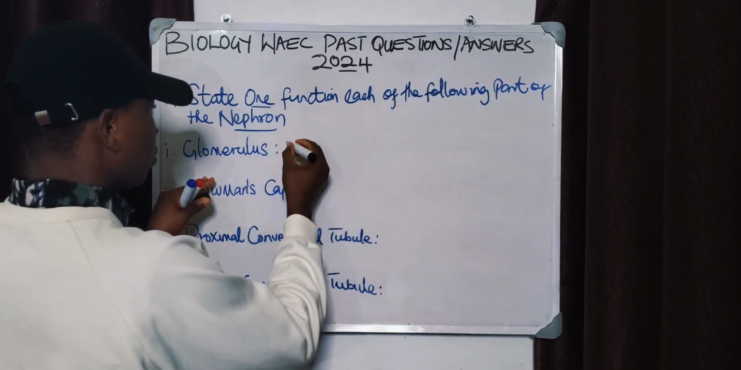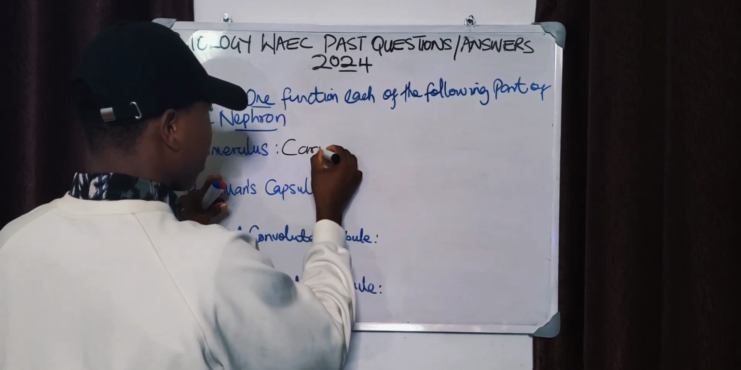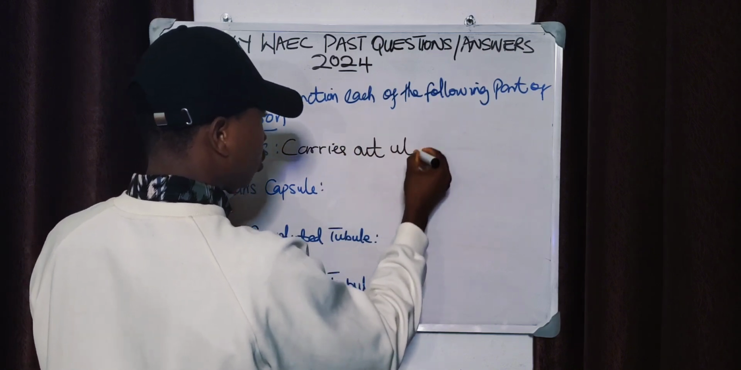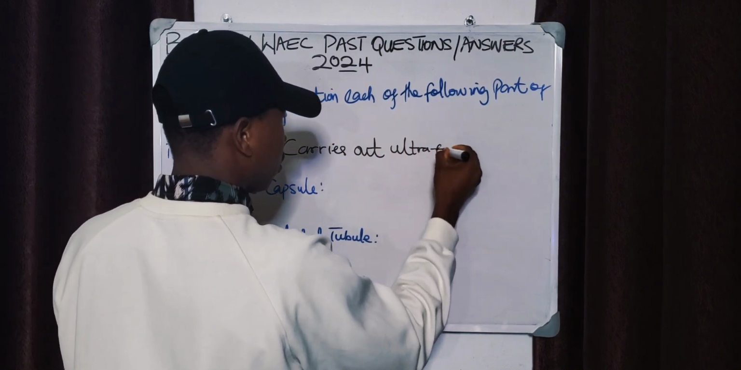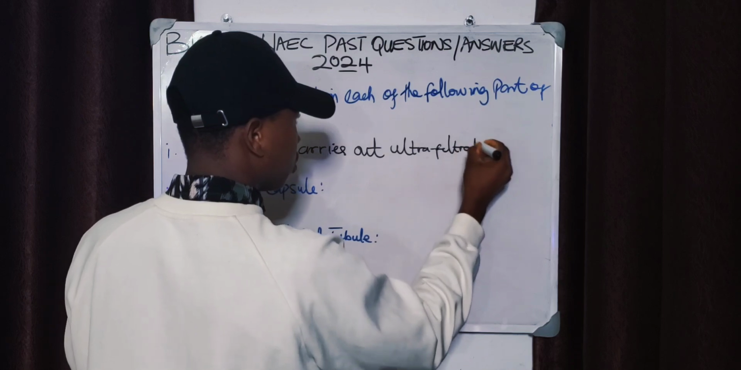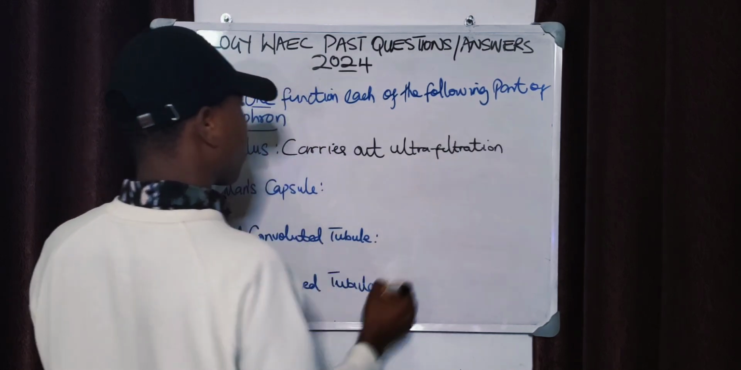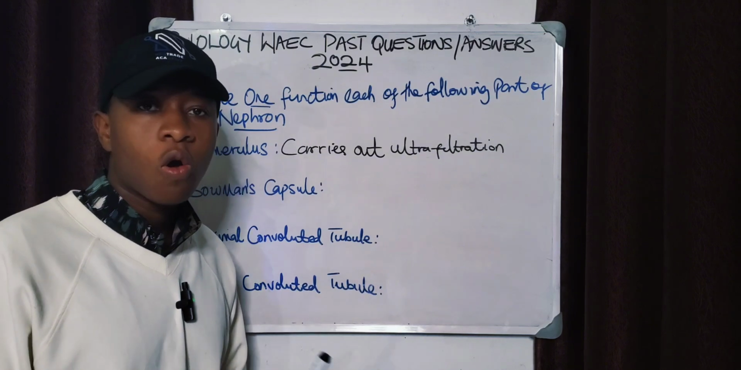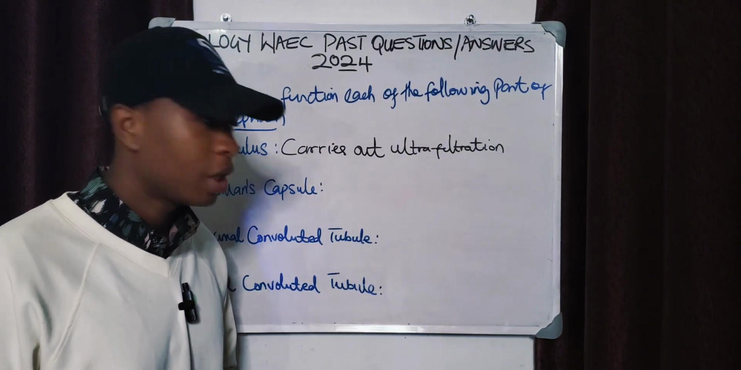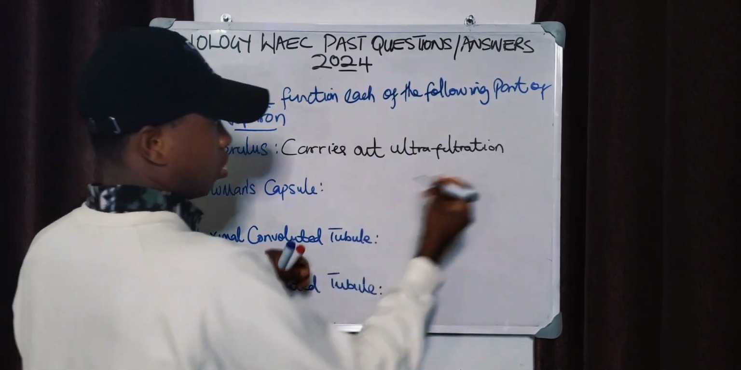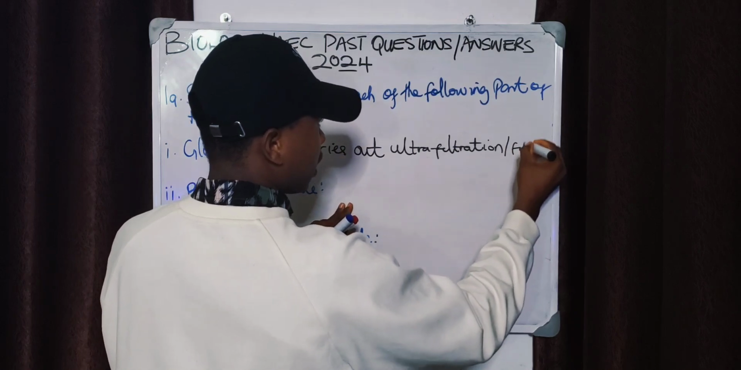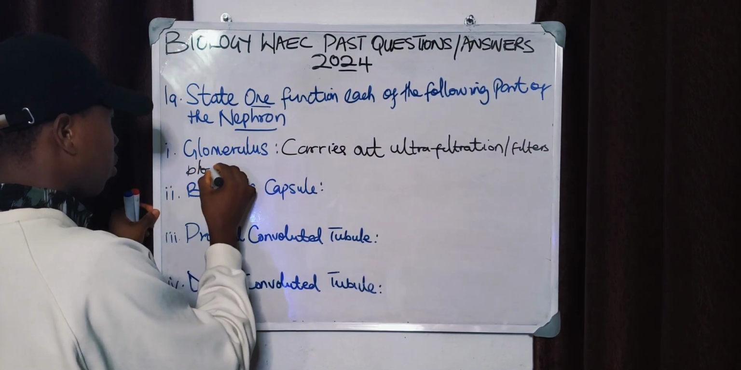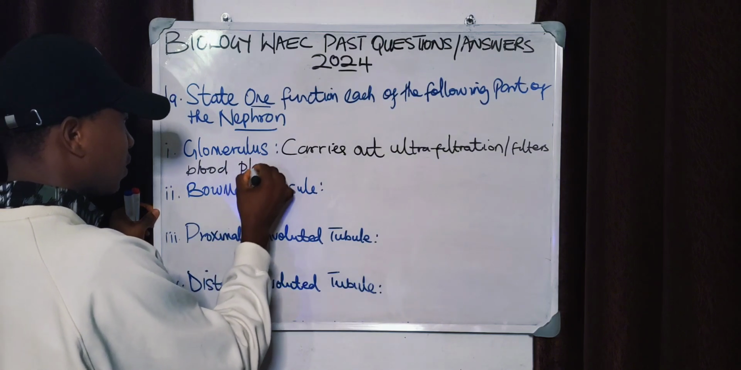So it carries out ultrafiltration. That's the major function of the glomerulus. It carries out ultrafiltration. Or you can say it filters blood plasma.